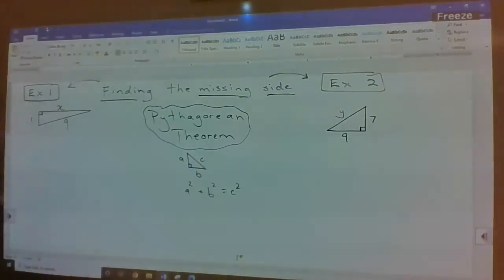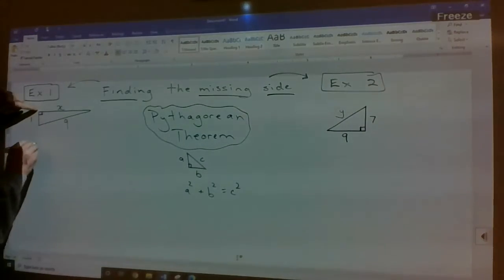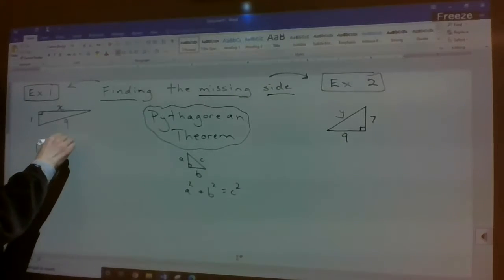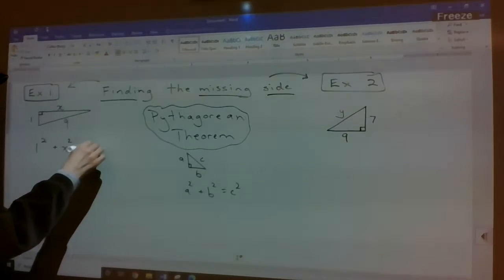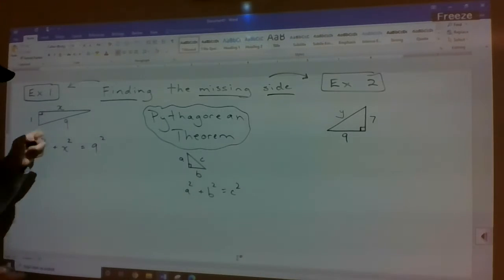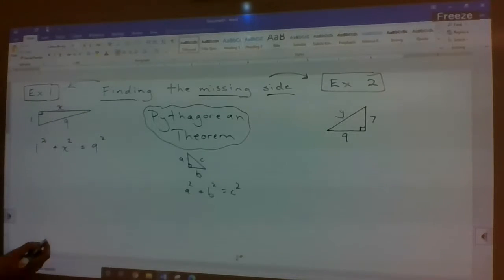to solve for both x and y. So in this context, the a would be 1. The b would be x. The c, hypotenuse, would be 9. So a squared plus b squared equals c squared. Legs on the left, hypotenuse diagonal on the right.